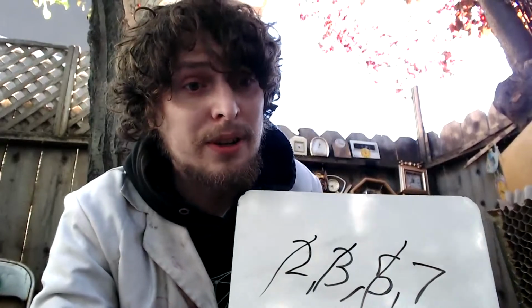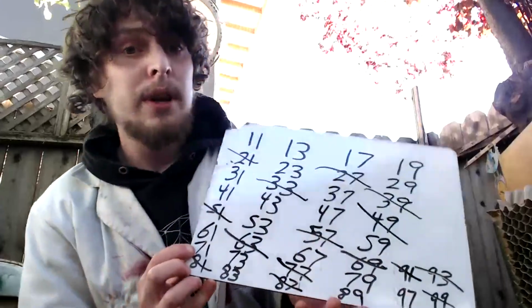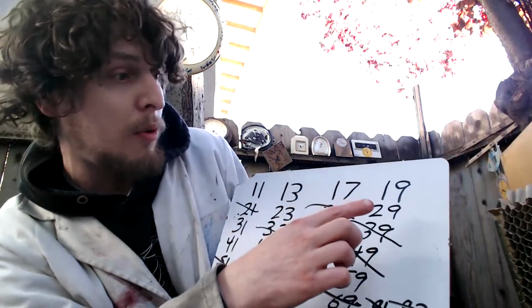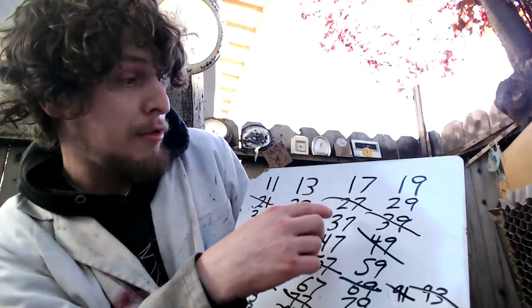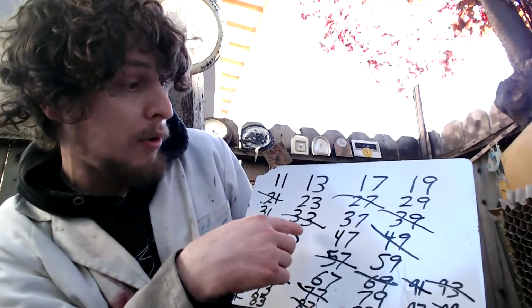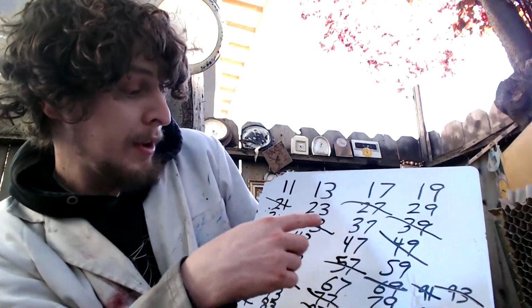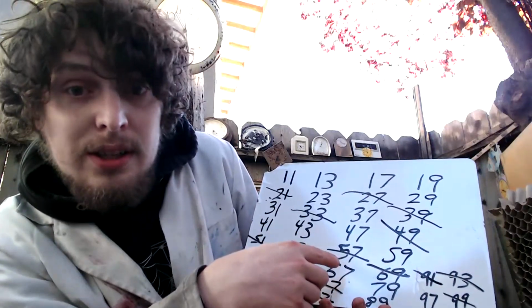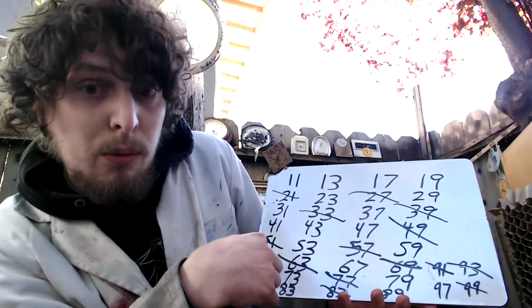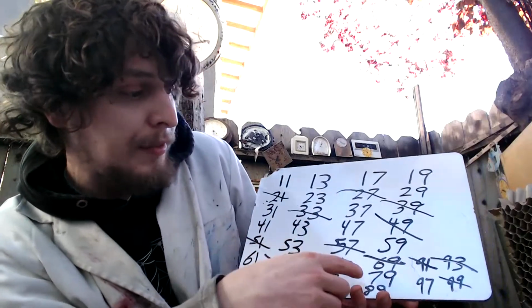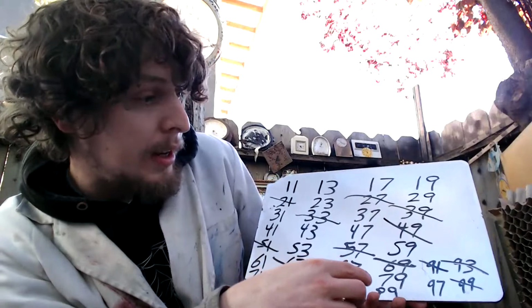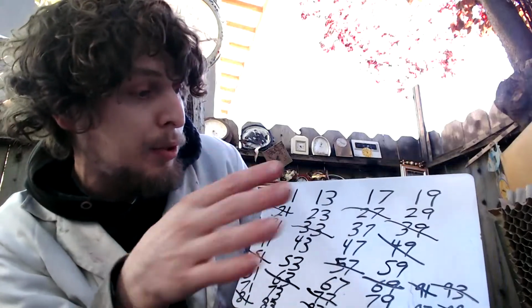Now, the 1-digit ones, of course, are going to read 2, 3, 5, 7. And from there, let's see how well we did. We got 11, 13, 17, 19, 23, 29, 31, 37, 41, 43, 47, 53, 59, 61, 67, 71, 73, 79, 83, 89, 97, and it's perfect.